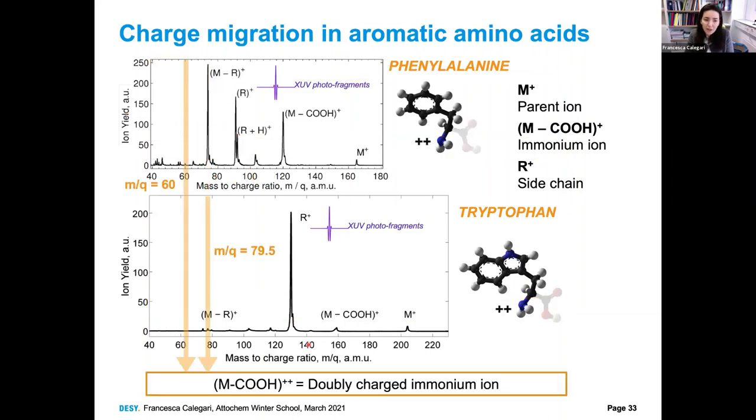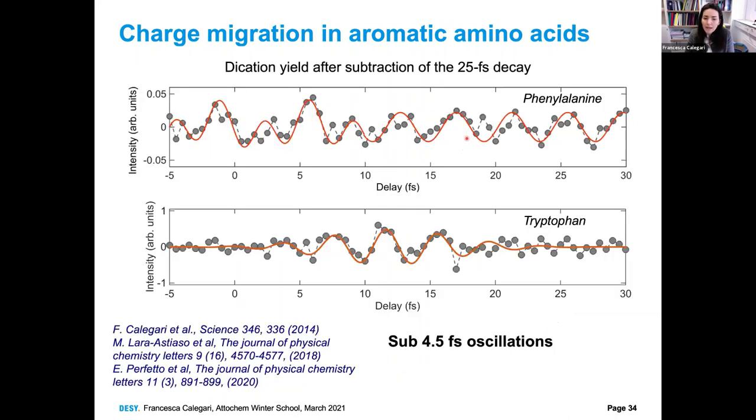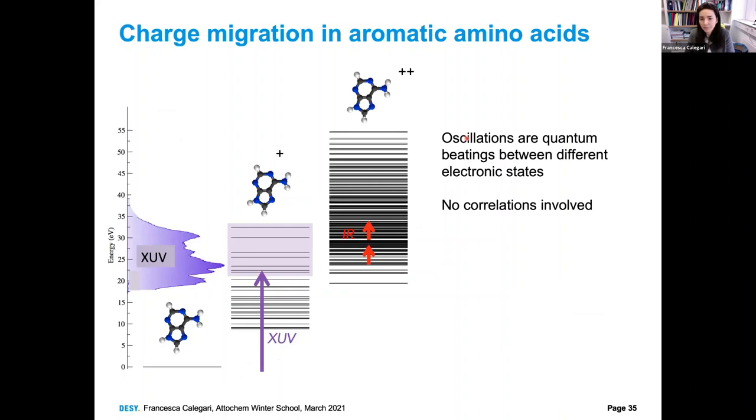But something that we have identified to be of particular interest is the doubly charged ammonium ion for both molecules, which results from the loss of the carboxylic group. This ion is of particular interest because it exhibits fast oscillations. These are oscillations which we could not attribute to nuclear dynamics because they are faster than any vibration. And we assigned them to coherent beatings between electronic states. Indeed, our XUV pulse is broadband enough, as I was mentioning before, to create a coherent superposition of electronic states. The IR probe pulse will double ionize the molecule and reveal those beatings.